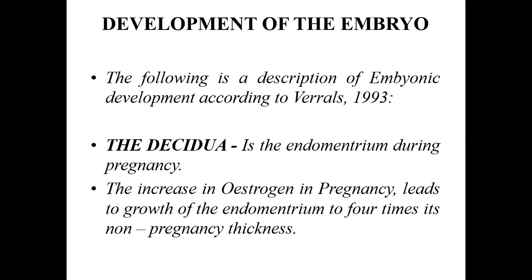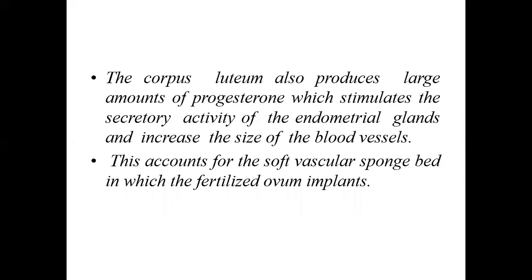Now, the increase in estrogen in pregnancy leads to the growth of the endometrium to 4 times its non-pregnancy thickness. This is very important because there is need of nutrition and an adequate supply of oxygen and fluids to this developing embryo. So in the progression, once fertilization has occurred, the first structure that is formed is known as the zygote. From the zygote, we have the embryo. So now we are just trying to describe this.